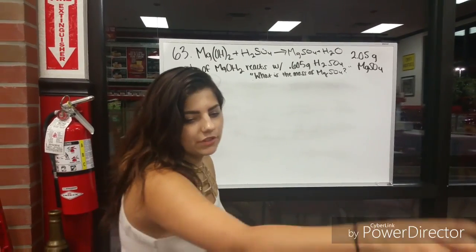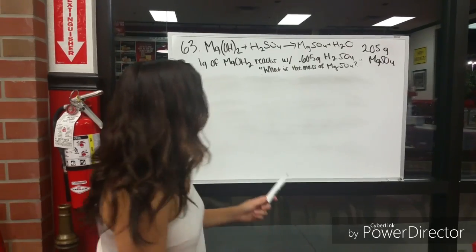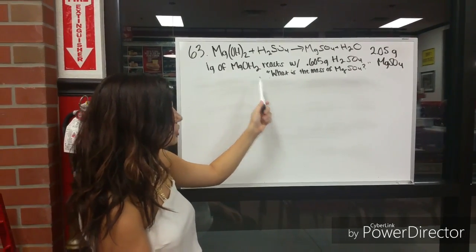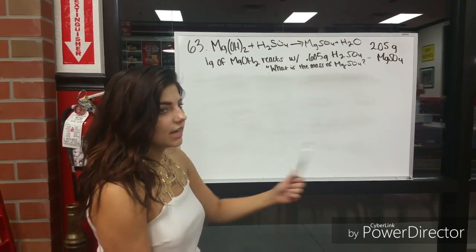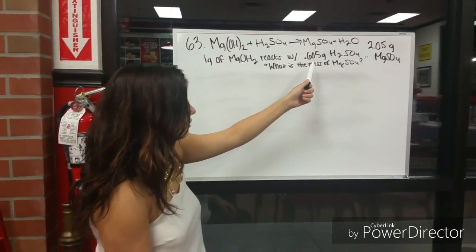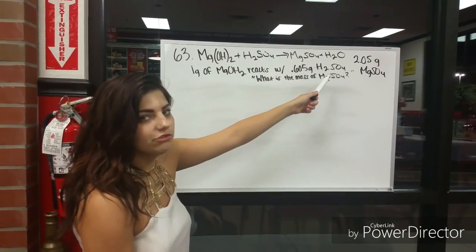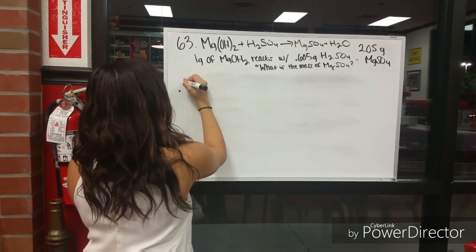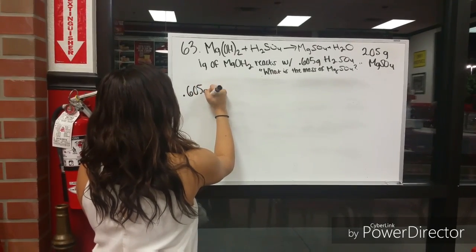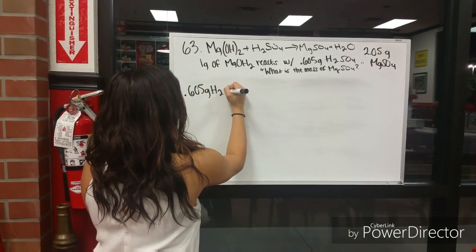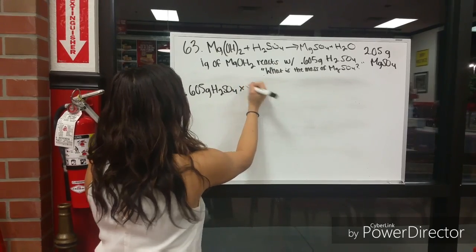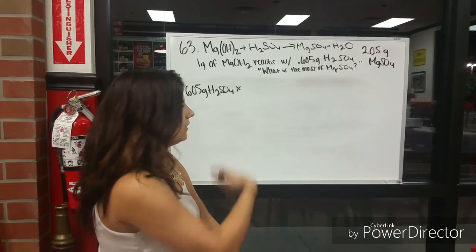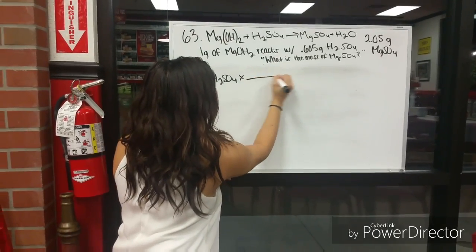Okay, so for the next half of this problem, since last time we started with our given of 1 gram Mg(OH)2, we're going to start with our second given of 0.605 grams of H2SO4. And so what we're going to do is write 0.605 grams H2SO4. And what we want to do is get this into moles again. So we're going to have to put the mole on the top to get it by itself.